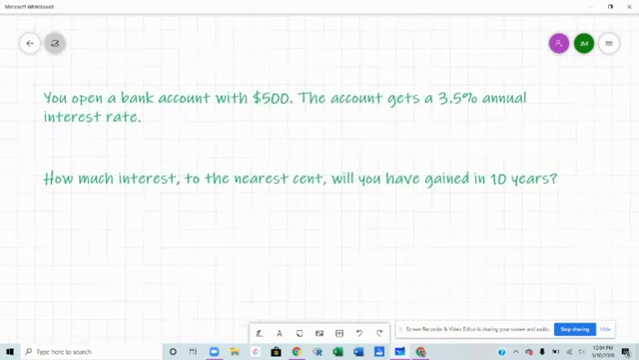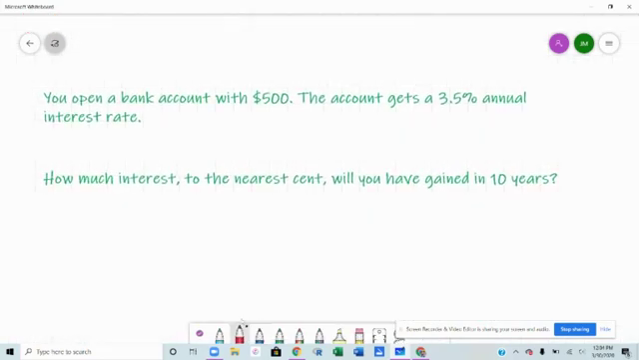Okay, another question you are definitely going to see on the IXL. You open a bank account with $500. The account gets a 3.5% annual interest rate. How much interest to the nearest cent will you have gained in 10 years? Okay, so starting with our equation.